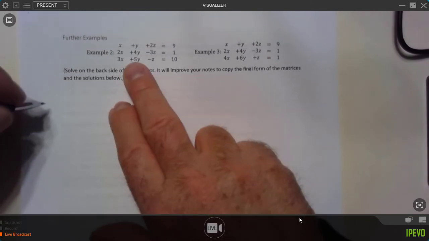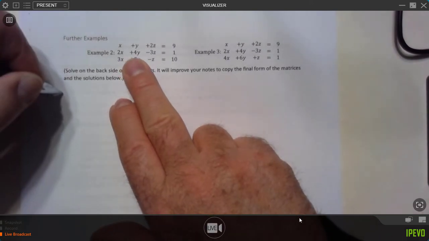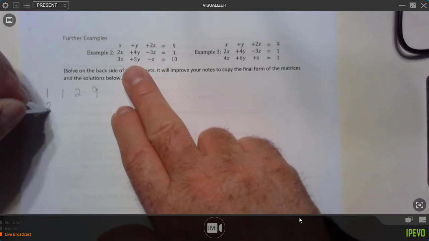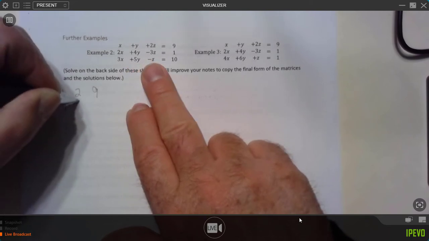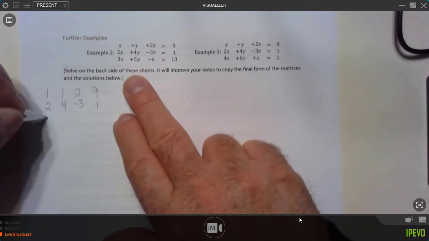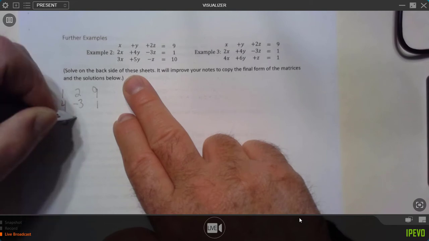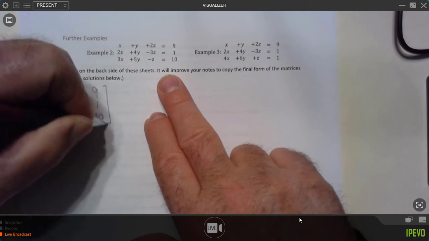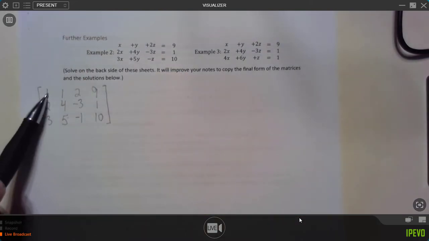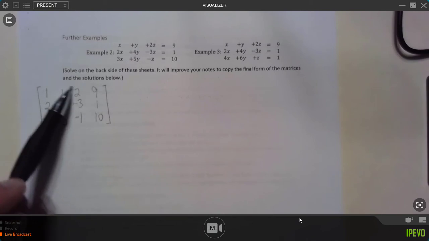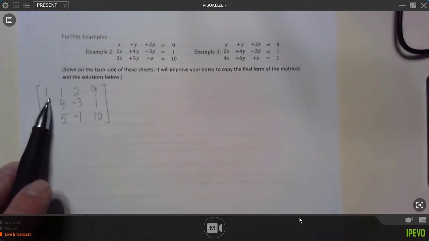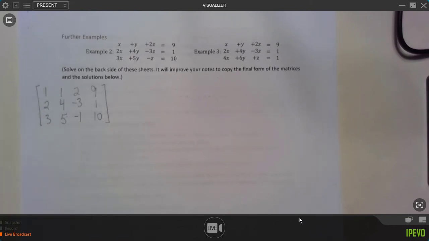Okay, second page, we have two more systems, and we're going to try to speed up a little bit here. So I am going to write this as 1, 1, 2, 9, 2, 4, minus 3, 1, 3, 5, minus 1, 10. That's our matrix. And what we're trying to get is ones down this diagonal here, zeros below and above, and then whatever pops out over here will be the solution. X equals the first one, y equals the second, and z equals the third.